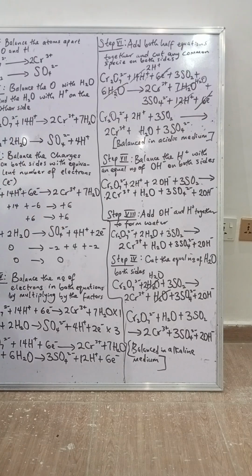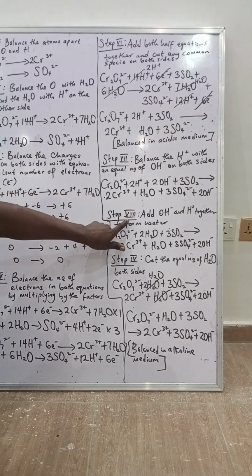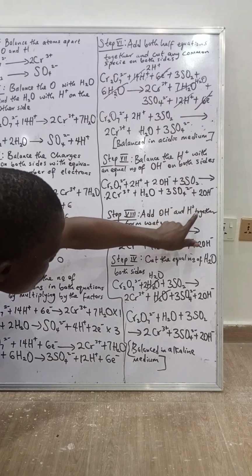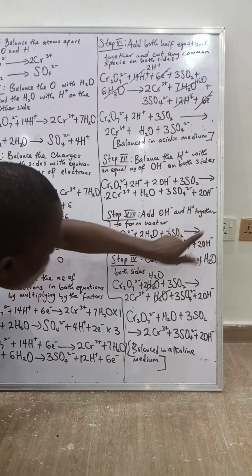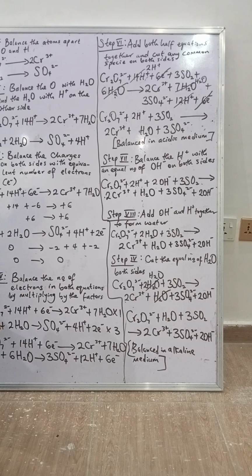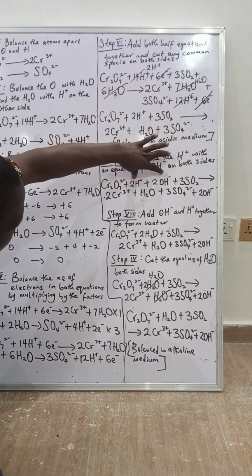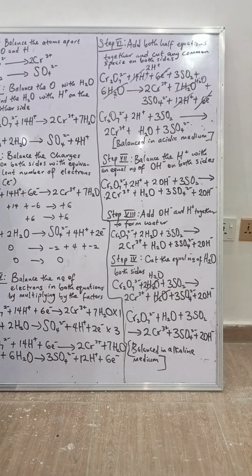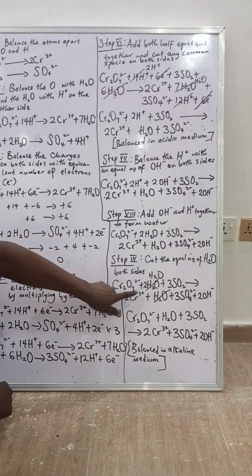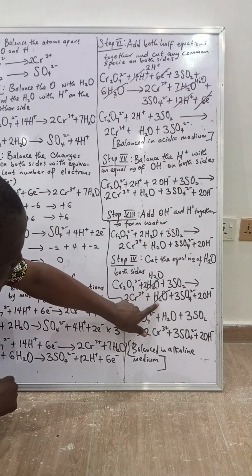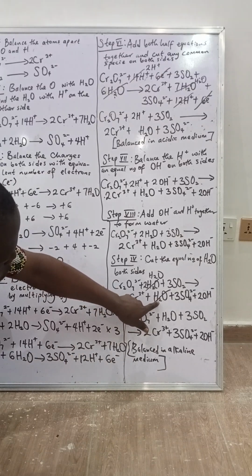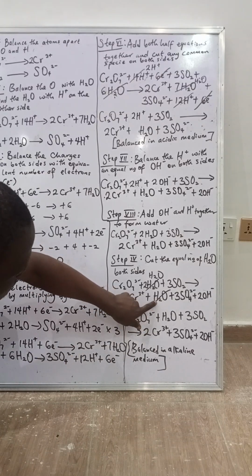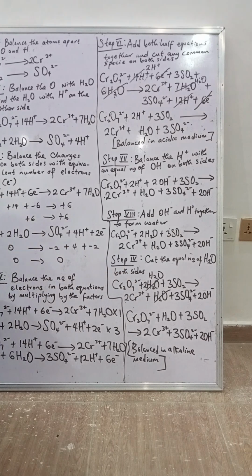Because we have added the 2 hydroxide ions, that takes us to step 8. Add hydroxide ion and hydrogen ion together to form water. You observe this 2H+ and 2OH-, we have merged together to form 2 water. That's what happened in step 8. Step 9, equalize the number of water on both sides. We have 2 water here, then on the right hand side we have 1 water. So take out 1 from the other side, so we are left with just 1 water.